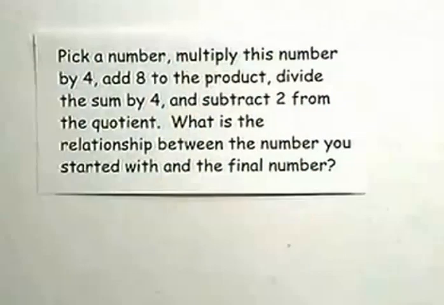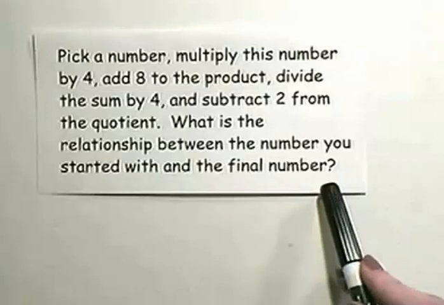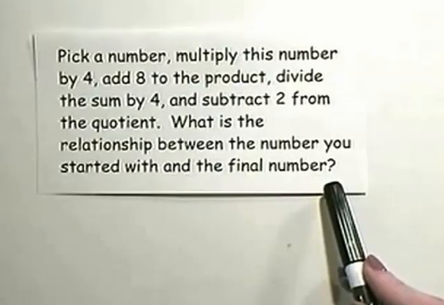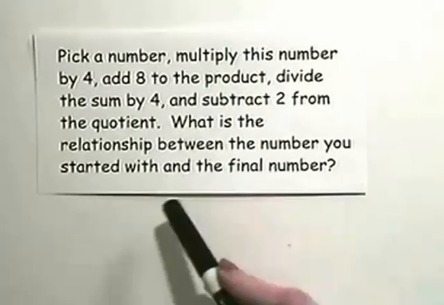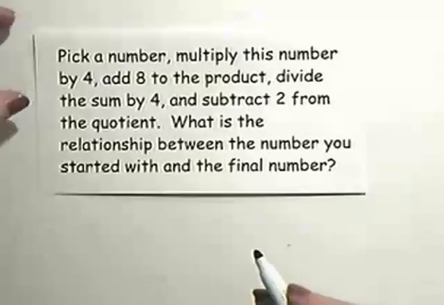We want to pick a number, multiply this number by 4, add 8 to the product, divide the sum by 4, and subtract 2 from the quotient. What is going to be the relationship between the number you start with and the final number? Well, to determine this, we're going to have to try a few examples and see what happens. So, let's do that now.